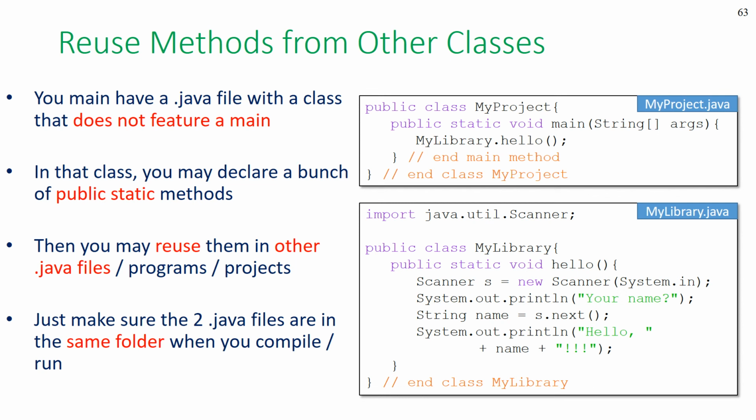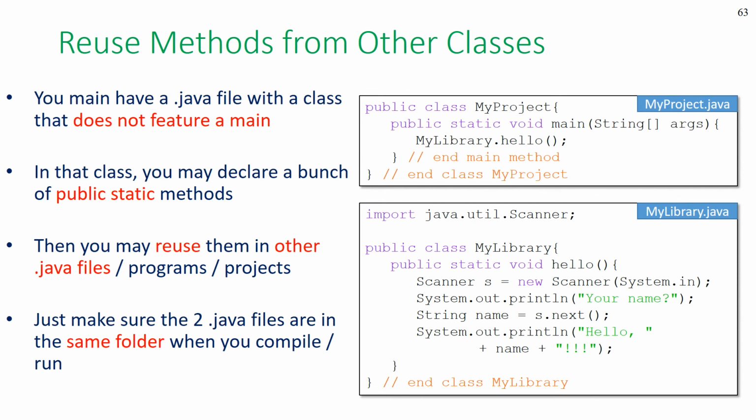It's very easy, especially with the way that we keep all of our Java files in the same folder, that's going to be super easy. So let's take an example here. Public class MyProject. It has a main method. Remember, every application needs one main method. So this is where it is for my whole application.